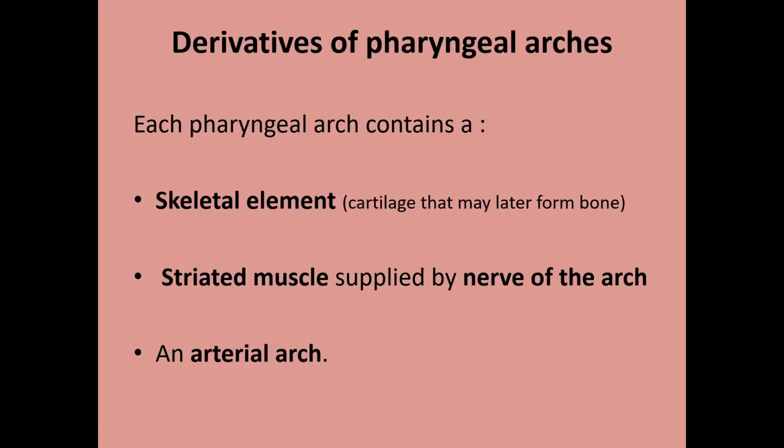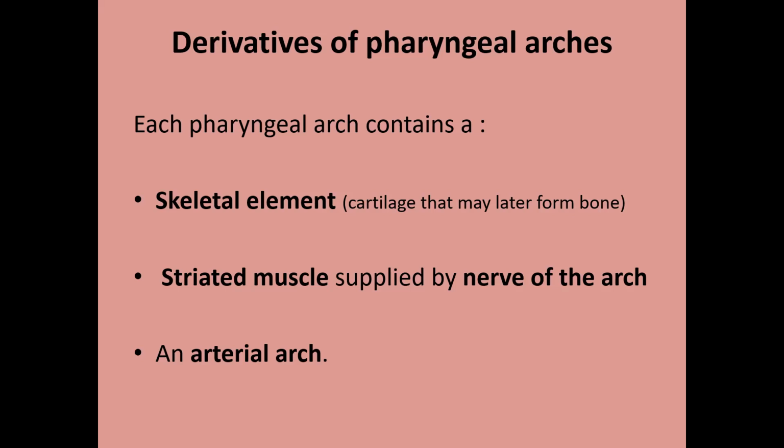So, derivatives of the pharyngeal arches. Each pharyngeal arch contains a skeletal element. So cartilage may be there, and this cartilage may later get converted into bone. So bones are formed from each pharyngeal arch. Each pharyngeal arch gives rise to striated muscles, and they are supplied by the nerve of the arch. Now, mostly a single nerve is there in the arch, but some lower animals have a double nerve supply of the arches.